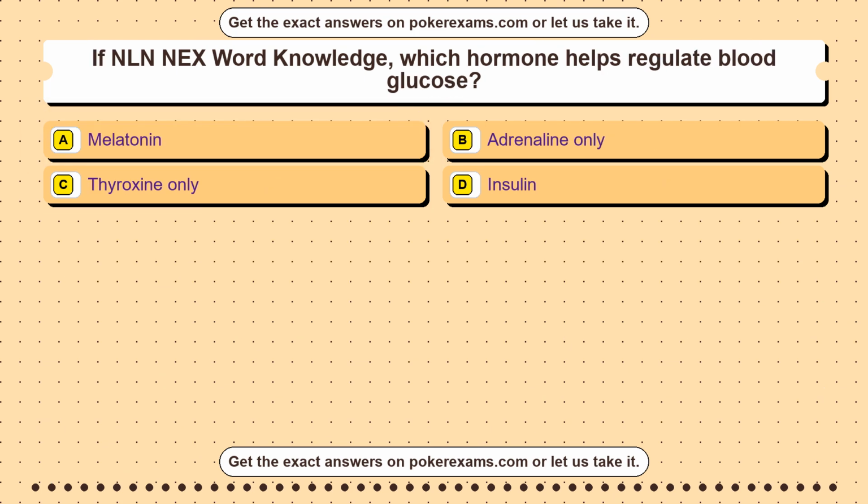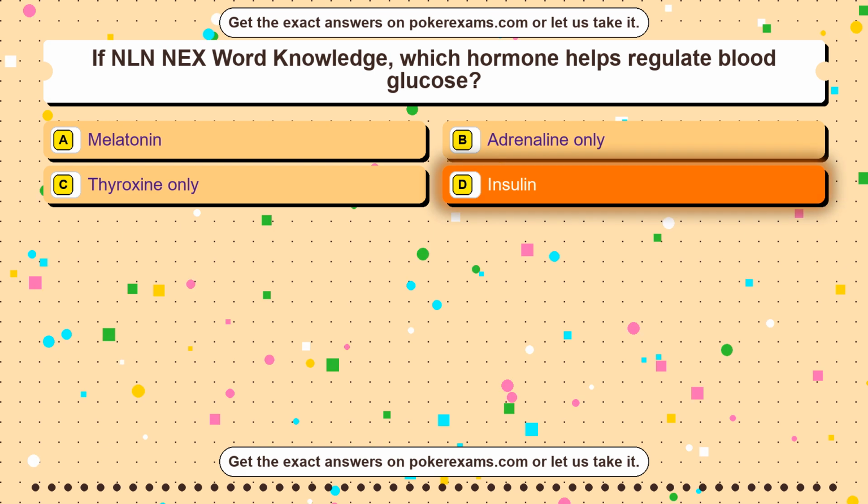Question 50. If NLN NEX Word Knowledge, which hormone helps regulate blood glucose? Option A melatonin. Option B adrenaline only. Option C thyroxine only. Option D insulin. The correct answer is option D.